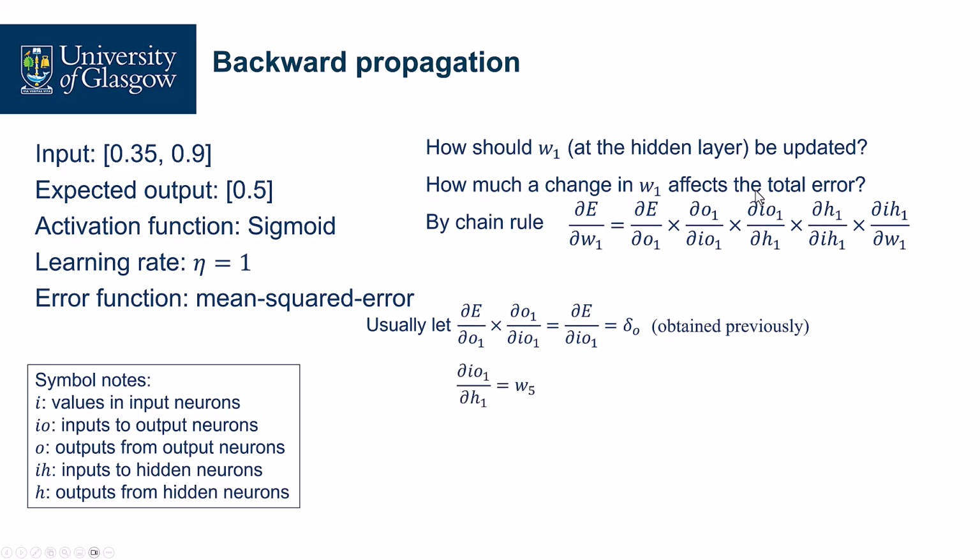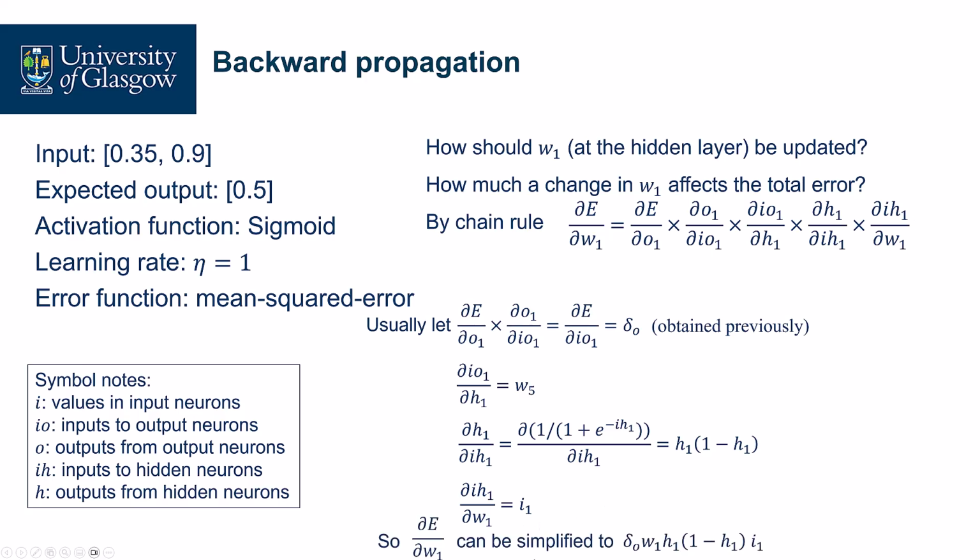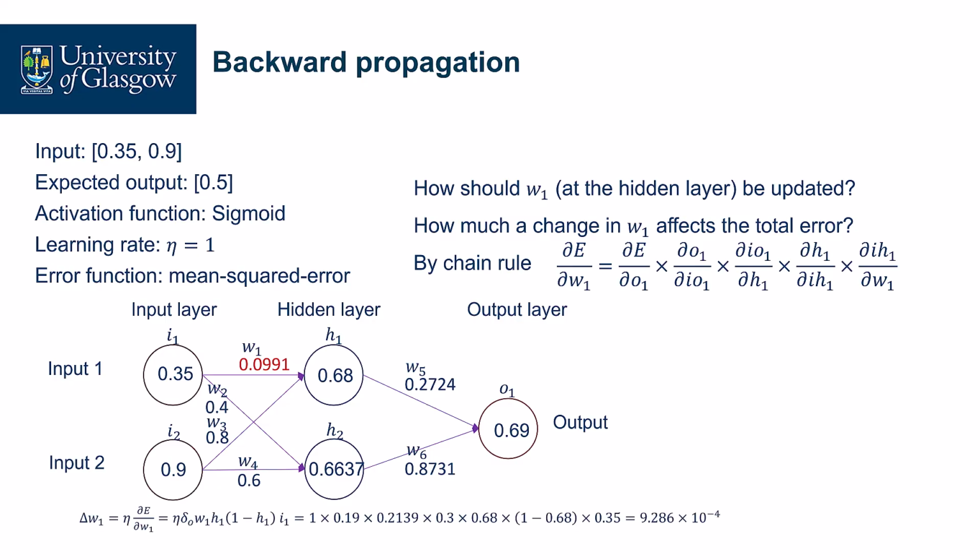Then we can see this item, using the calculus knowledge, we can get the answer. So the H1 with respect to IH1, the partial derivative, this again involves the activation function, right? So we can still do this. Then this one, we can get this answer. Now we multiply them together, we can use this formula, right? So we can calculate the value of the delta W1. Remember the learning rate is here. Now it equals 1. We get this value.